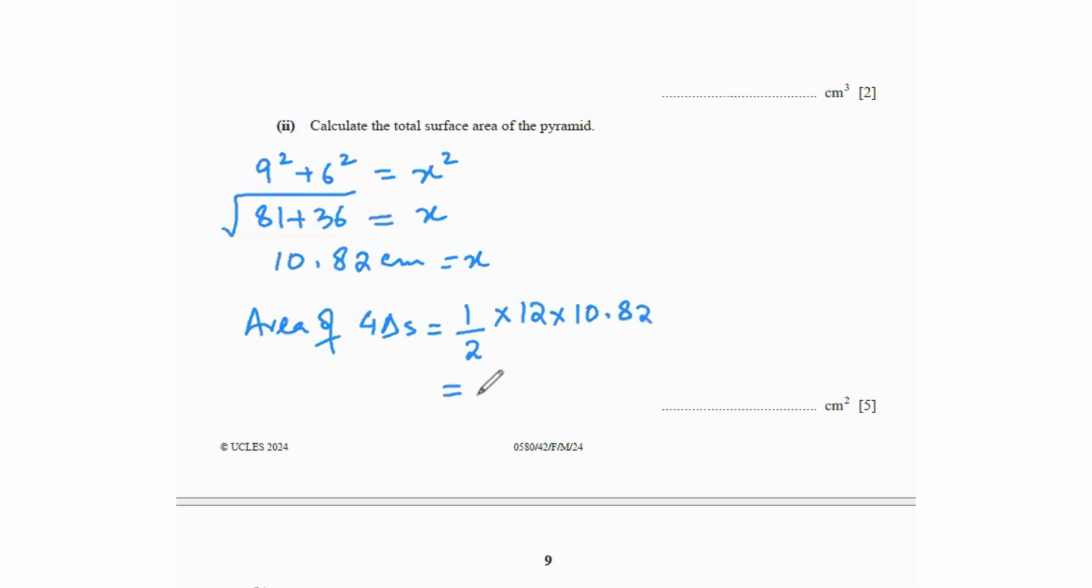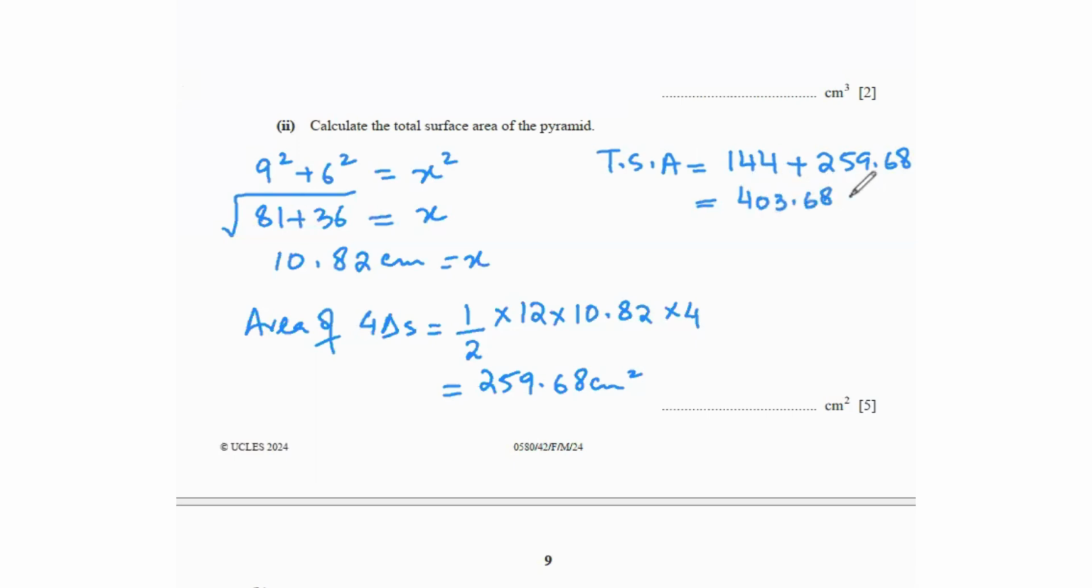This is going to give us 259.68 centimeters squared. So now total surface area is going to be 144 plus 259.68. 144 is the area of the square base. So that adds up to 403.68 centimeters squared. So we could even round that to 403.7 centimeters squared. That's your answer.